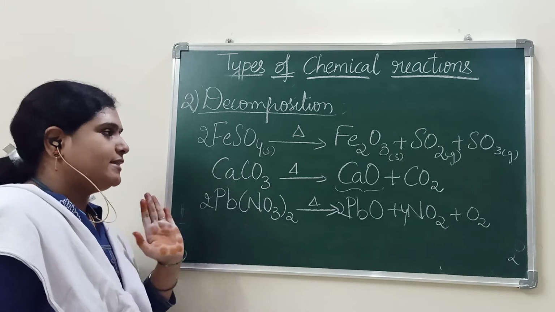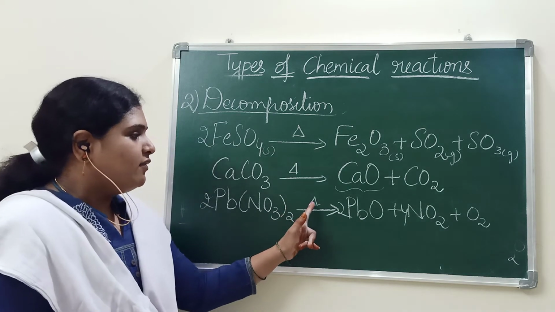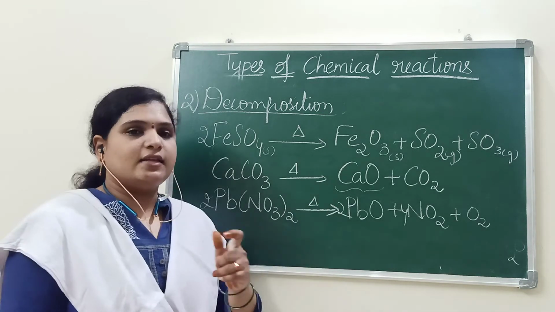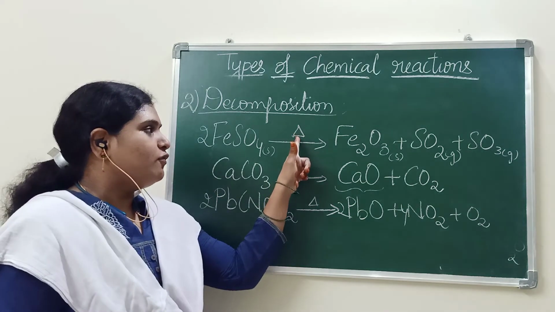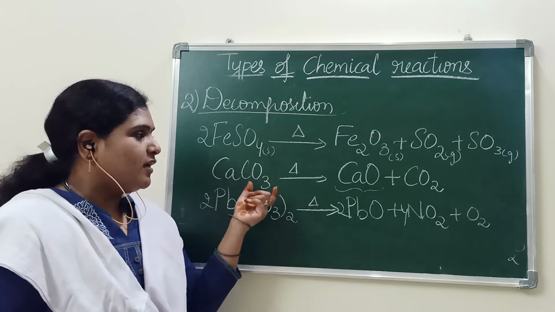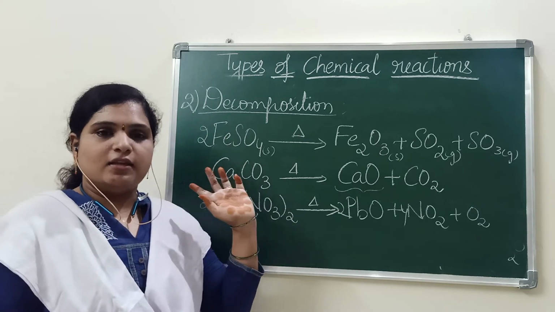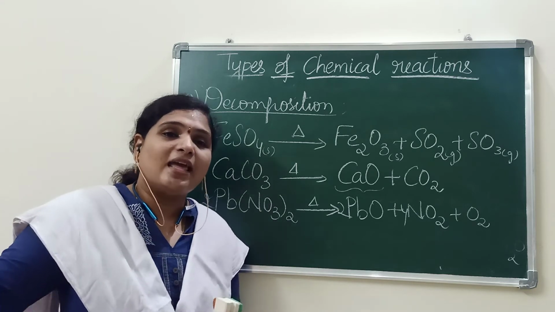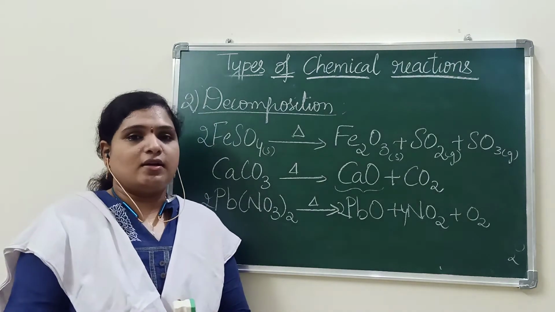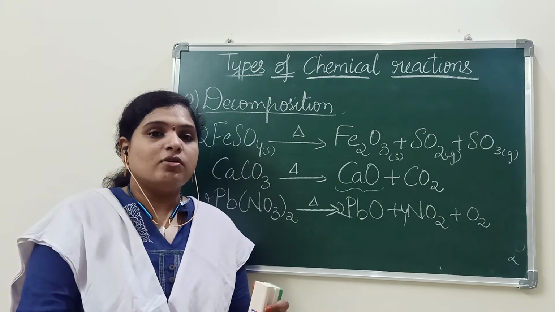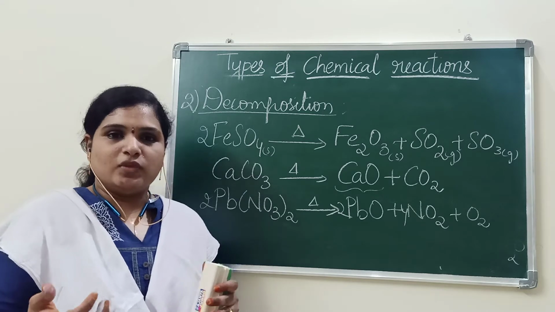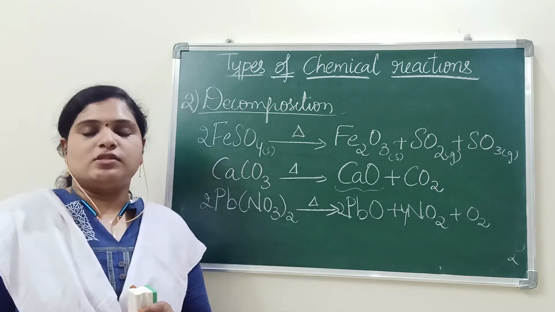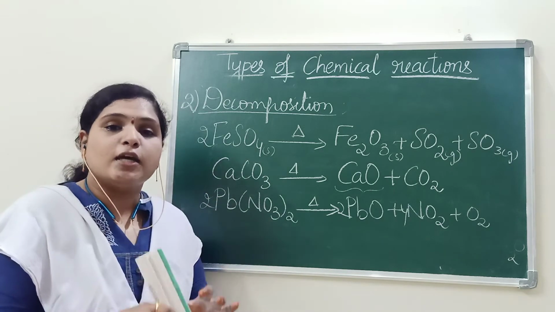If you observe all these reactions, everywhere I kept a delta. What is this delta? On the arrow, if we keep delta, it means we are heating this. That is the meaning. So in all these cases we are heating it and supplying some energy for the reaction to occur. So it involves an increase in temperature. So these kinds of decomposition reactions are called thermal decomposition.